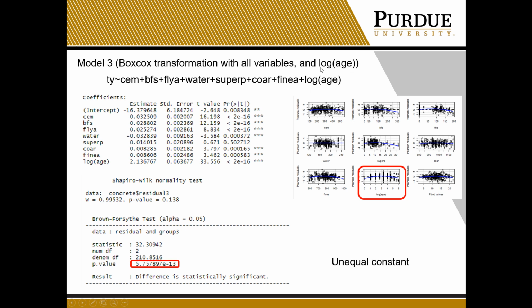Since based on prior residual plots, there are some problems with the age residuals, in model 3, we do the Box-Cox transformation on Y and we log the age. The model is showing like this. Based on the results, we can see that superplasticizer is still not significant. And based on the assumption check results, now the normality check passed, but we have an unequal constant now. Then looking at the residual plot, we see that log age in residuals is improved a lot, and now we have an almost normally distributed residual plot.